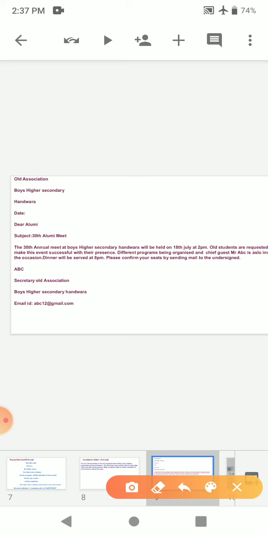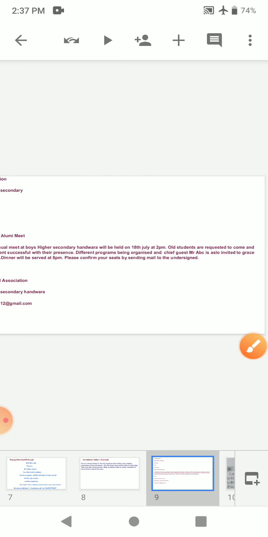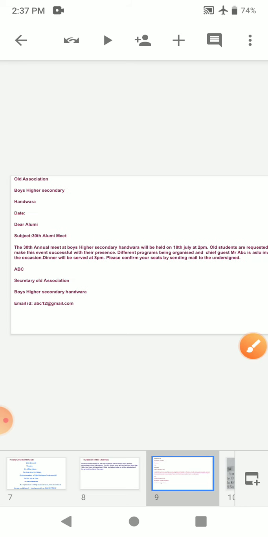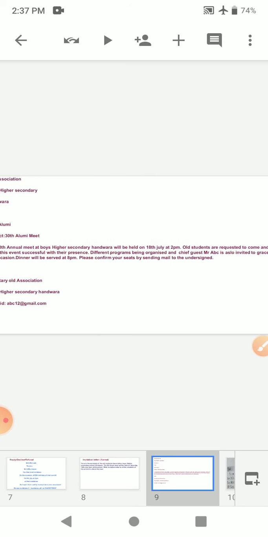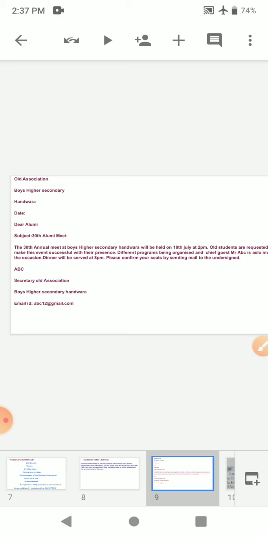The 30th annual meet at Boys Higher Secondary School, Handwara will be held on 18th July at 2 p.m. Old students are requested to come and make this event successful with their presence. Different programs are being organized, and chief guest Mr. ABC is also invited to grace the occasion. Dinner will be served at 8 p.m. Please confirm your seats by sending mail to the undersigned. ABC, Secretary, Old Association, Boys Higher Secondary, Handwara, and then the person has mentioned his email ID.